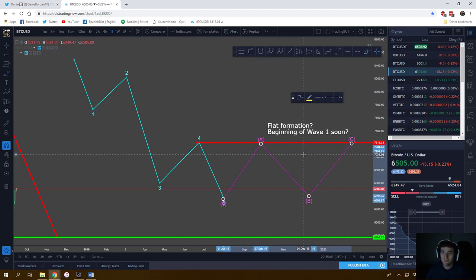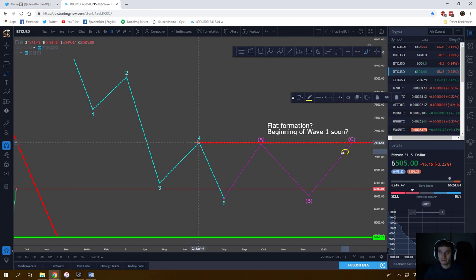So here we are seeing this ABC progressing. Here we are looking at the price and we are seeing a flat formation appearing. I know that here wave 4 is acting as very strong resistance.